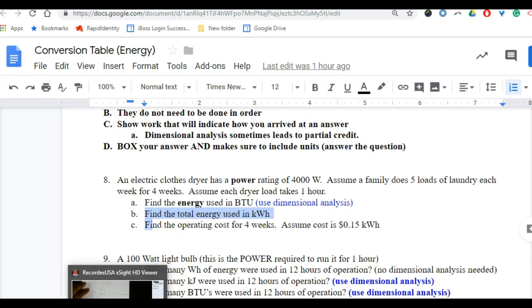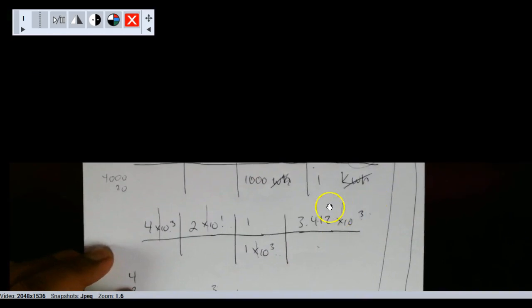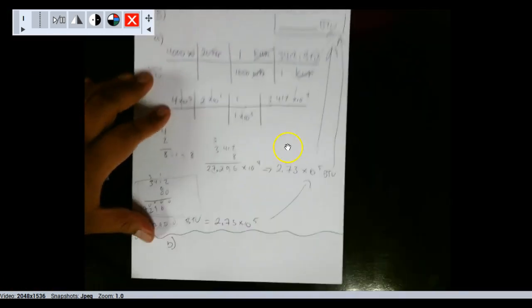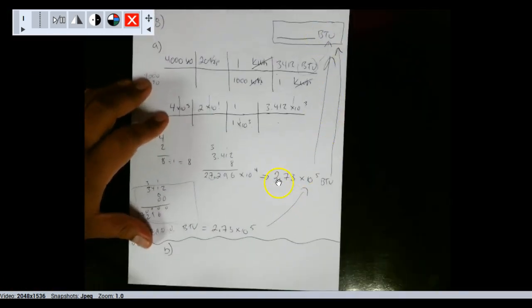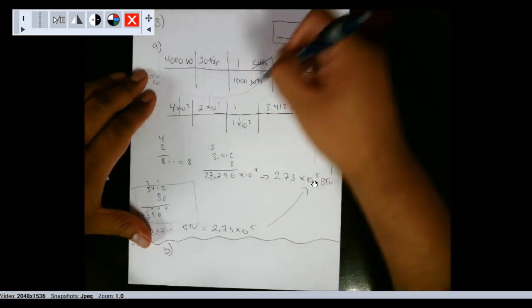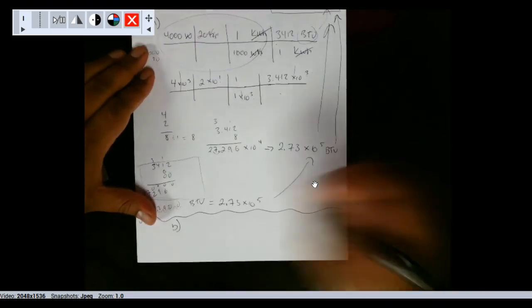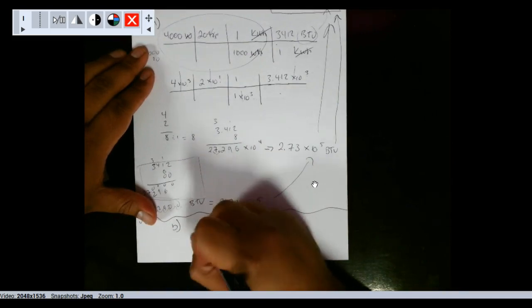Okay, well, let's go back and take a look. So here I have a certain number of BTUs, 2.73 times 10 to the 5th. But guess what? It's asking for kilowatt hours. I already did that right here. I already got it, basically. So I can go back to the problem and say, okay, well, let's do kilowatt hours again.